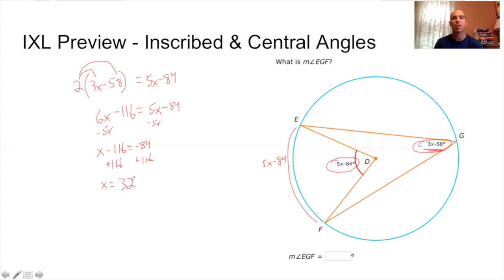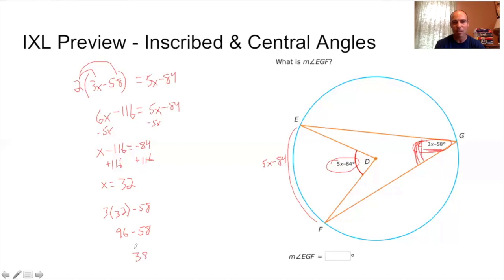Now, did they ask us for x? No. They're asking us for E, G, F. So they're asking us for this angle here. I'm going to plug it in. 3 times 32 minus 58. What do we got there? Is that 96? I believe it is. 96 minus 58. Okay, again, I'm thinking it's 38.